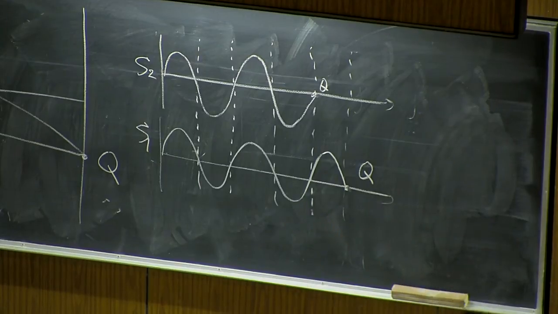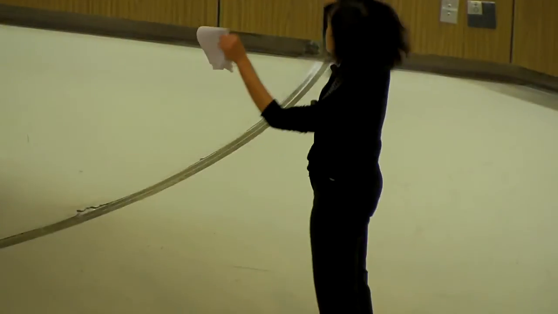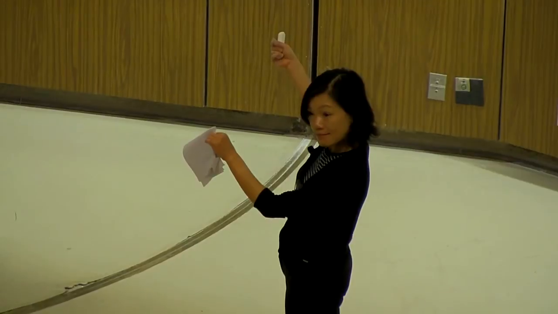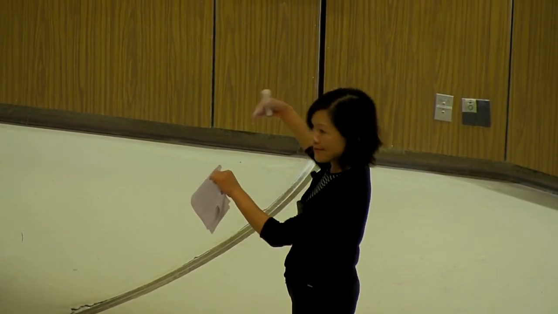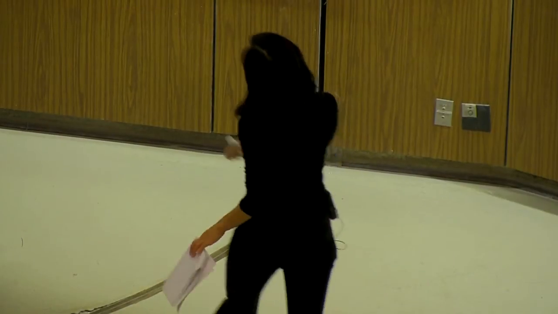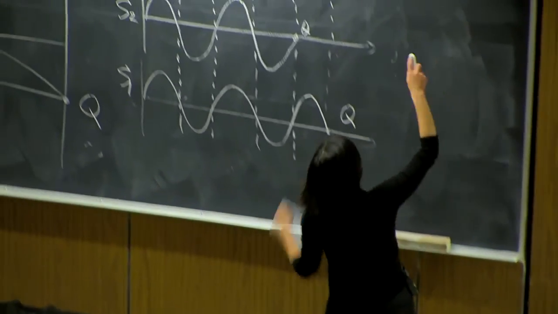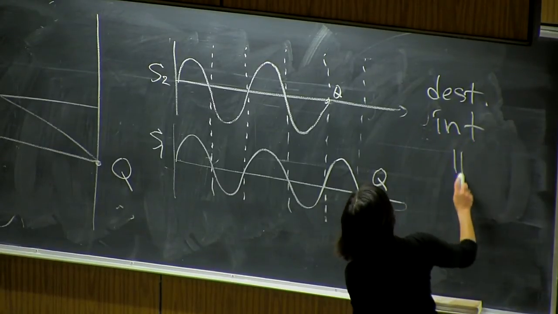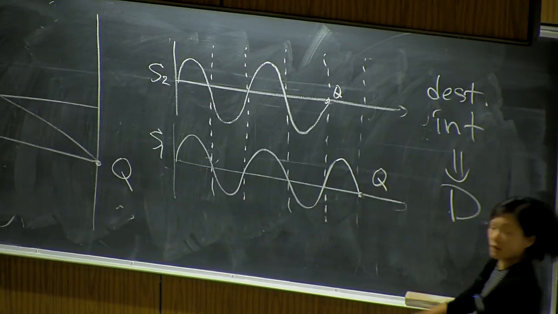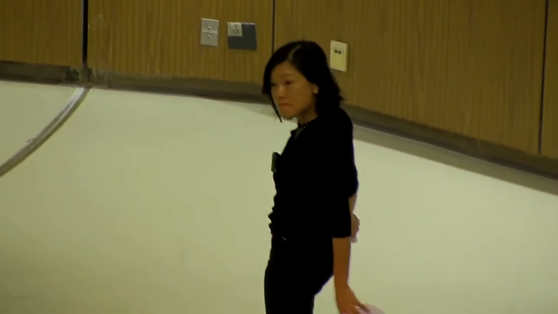All right, so in this case, at the point Q, these two waves are out of phase. Right? They differ by half a wavelength, or pi. And therefore this is destructive interference, and you expect to observe a dark spot.